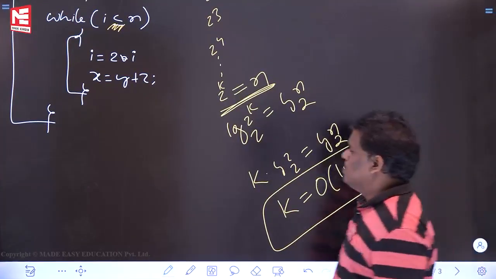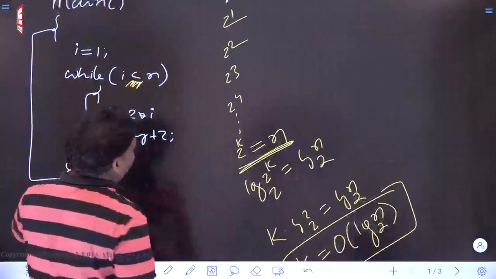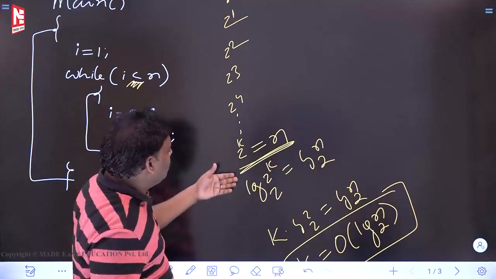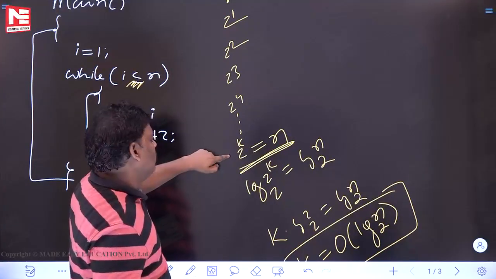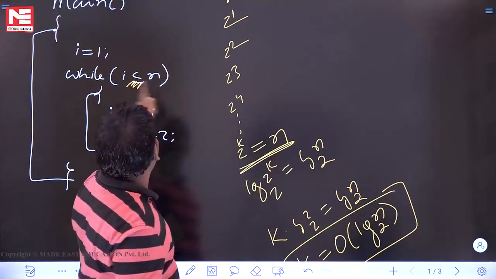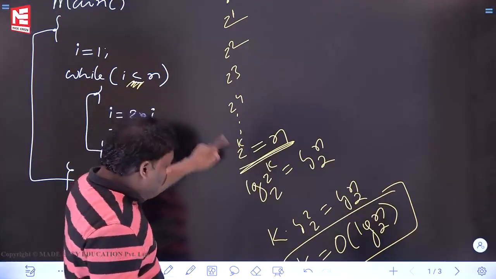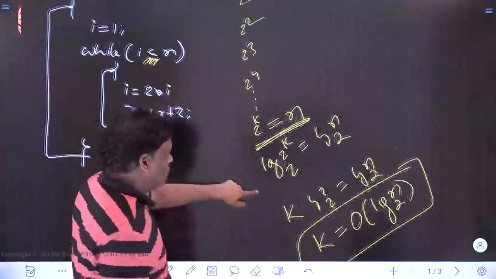Right? This is the answer. So always multiplying by 2. So the 2 power series came after repeating k times, 2 power k. So 2 power k is equal to n, that is the reason I stop. Finally, what is the k value? K value is log n base 2. Right? That is the answer.